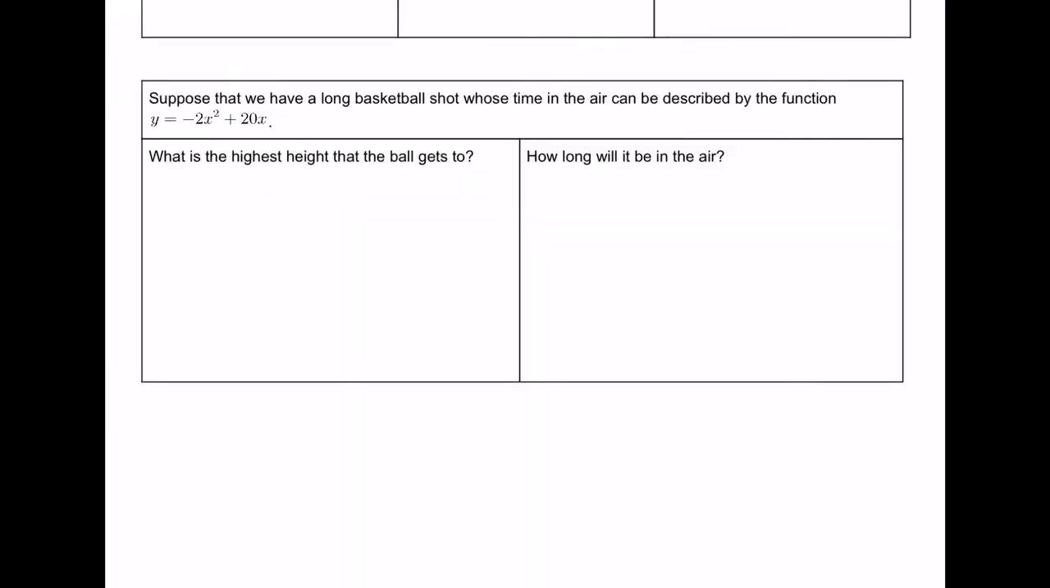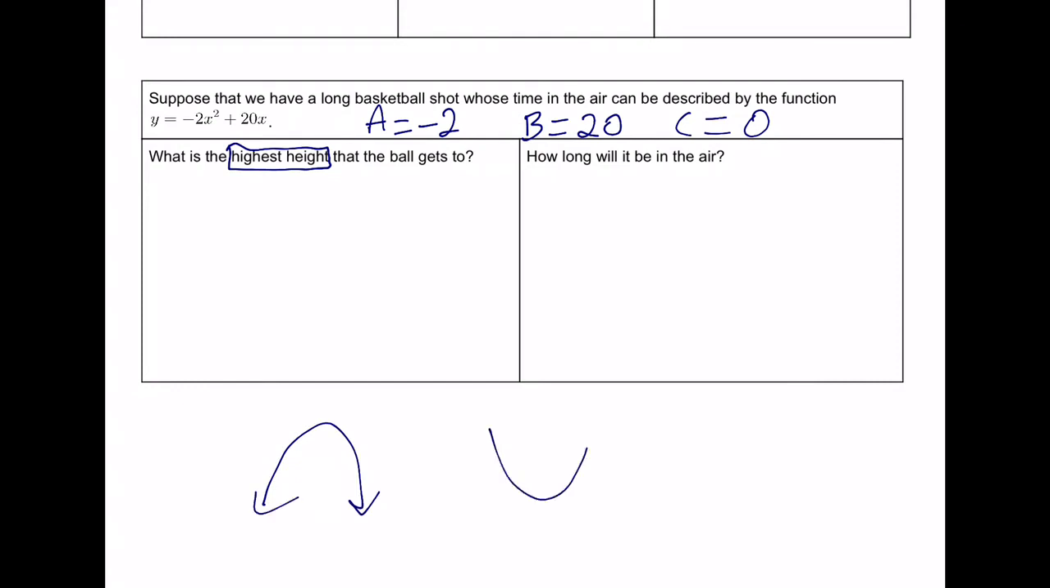For this last function, the story problem, we don't see any sets of parentheses, so we can assume this is standard form. And we know that a is -2, that's our first coefficient. B is equal to 20, and our c value is actually equal to 0, because notice there's nothing added or subtracted at the end. So to figure out the highest height, we have to remember what the definition of a vertex is. The vertex is either the very maximum point of a parabola or the minimum point of a parabola.